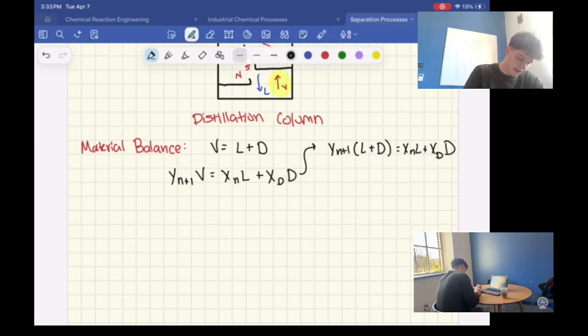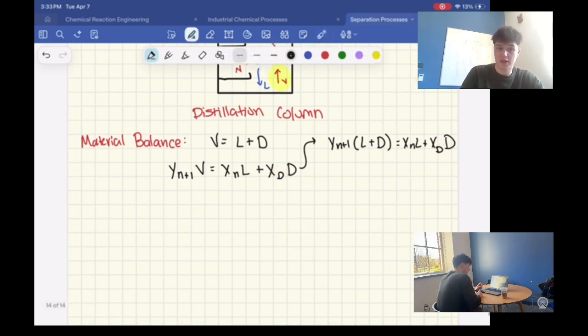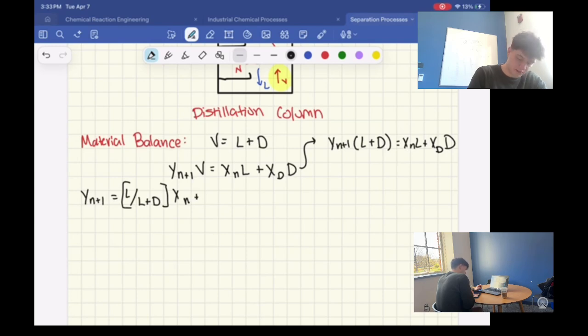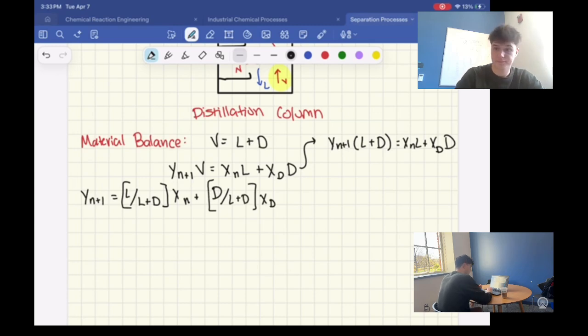And so now I'm going to hand wave over the algebra for the sake of time. And you come to arrive at your final equation, which is y sub n plus 1 equals your liquid over your liquid plus distillate, all times your x sub n value, plus your distillate over your liquid plus distillate, and that all times x_D.